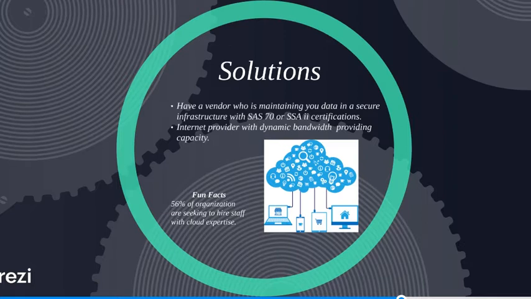There are also some small things that you could do in order to avoid problems with the network connection. One is to have a vendor who is maintaining your data in a secure infrastructure with SAS 70 or 2 certification. This means that there is a certification or a standard into which they are operating. If they are in that kind of standard, then you could definitely go and check it out. Also, the dynamic bandwidth providing capacity, if you can get that, that would be really good. And I think more and more internet service providers are going to be moving towards dynamic bandwidth service soon.